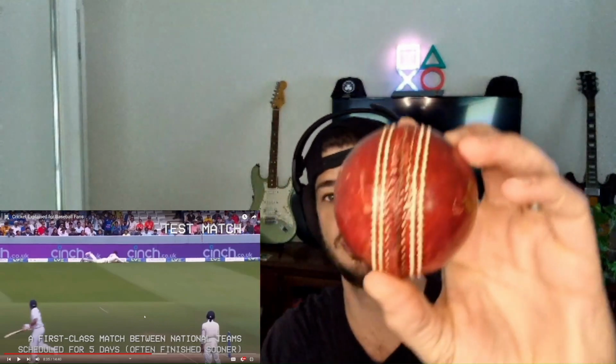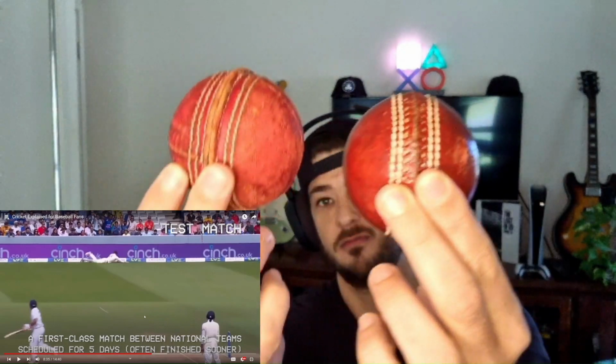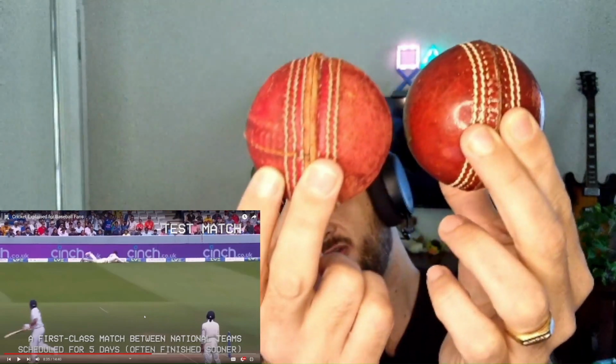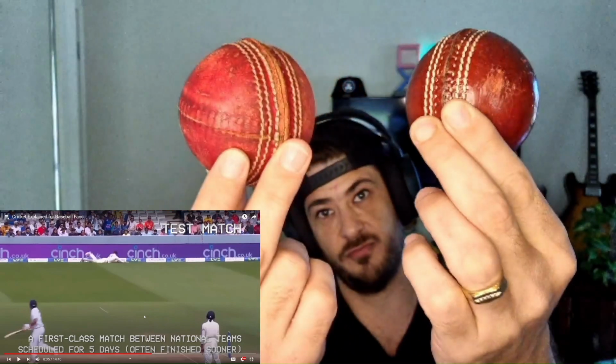Whereas if I get a 2-piece ball, and this is fairly newish, you can see that's quite shiny and new. Look at the difference in the shape and the roundness of it. So this one's already starting to lose its shape, starting to go quite oval, whereas this is still very much a round ball.